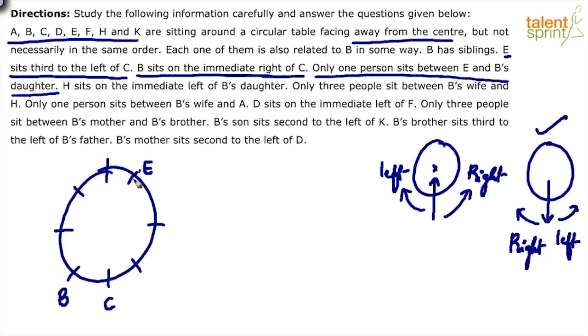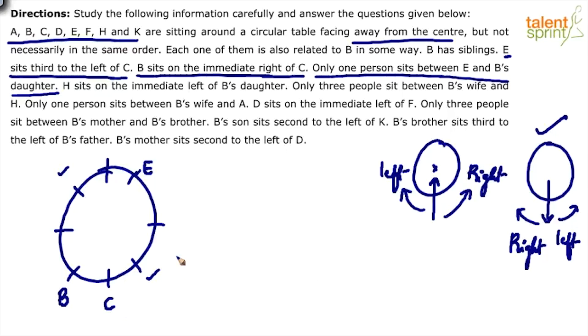If only one person has to sit between E and B's daughter, there are 2 possibilities. B's daughter can come here or here. Yes or no? One person has to come between E and B's daughter. So, you can take either way, right? E dash B's daughter or E dash B's daughter. Now, here's where you need to take a call. Do you want to try out the next statement, or do you want to try out both the possibilities together?